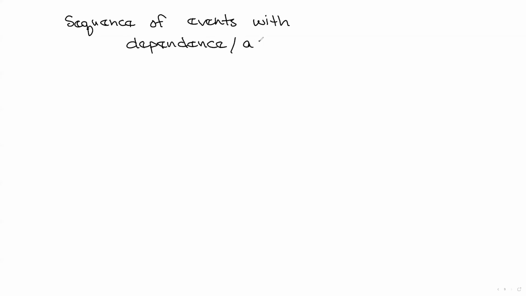Or associated. Associated is another word for dependent. So, sequences of events with dependence, or association. When we're doing that, if we have the probability of A and B, of action A, sorry, we're doing actions here. Think of this in terms of actions.